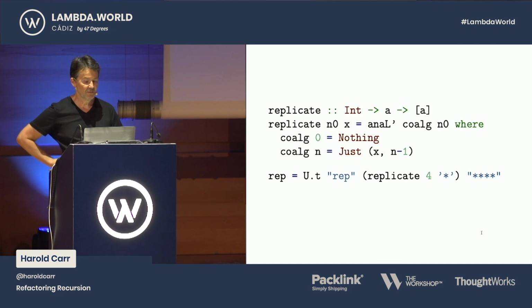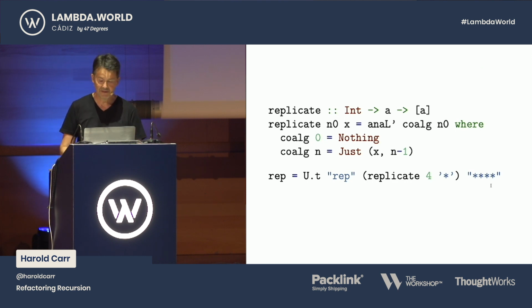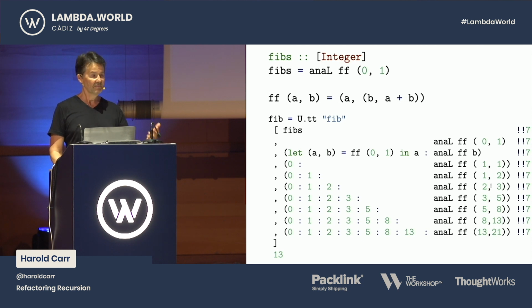So here's a real simple way to use the anamorphism. We have a coalgebra which says when I hit 0, just return nothing, and otherwise give me an x, which is a star, and count down. So all this is doing is defining replicate, so I'm now replicating whatever I give it 4 times. Very, very simple. And you can do bigger things with it.